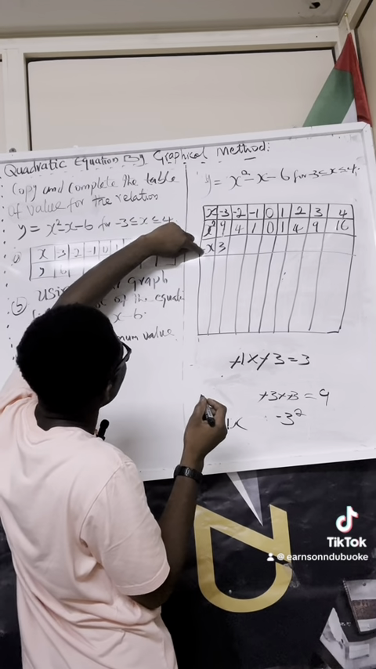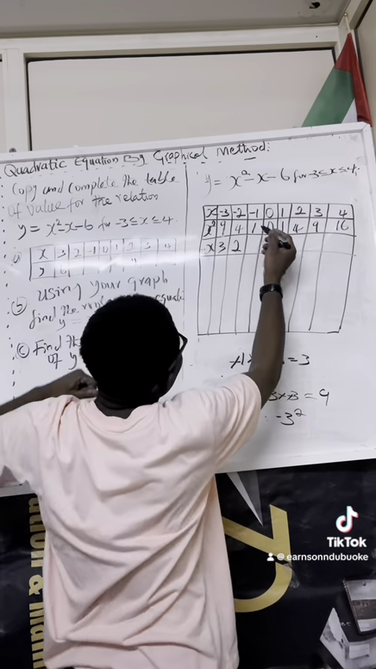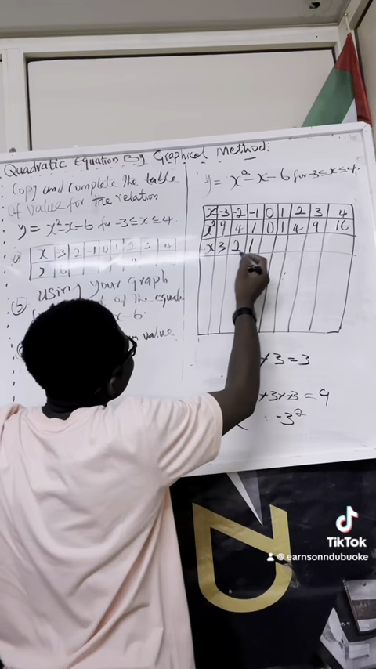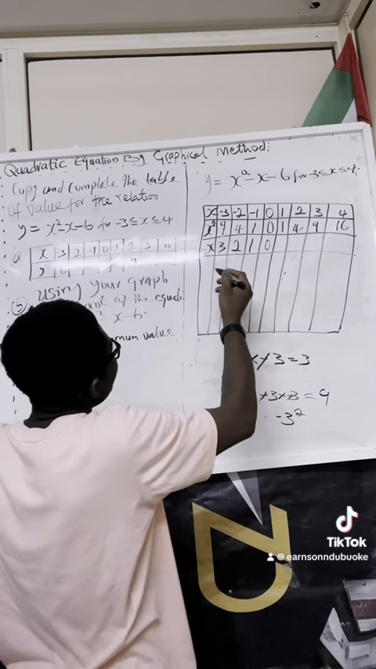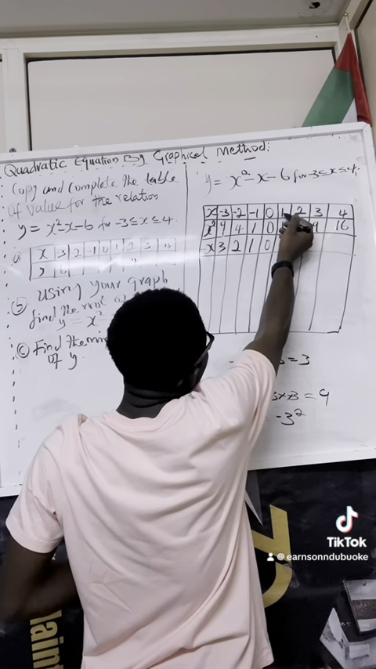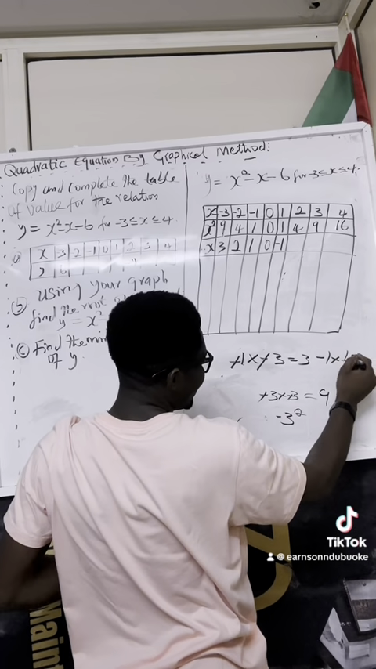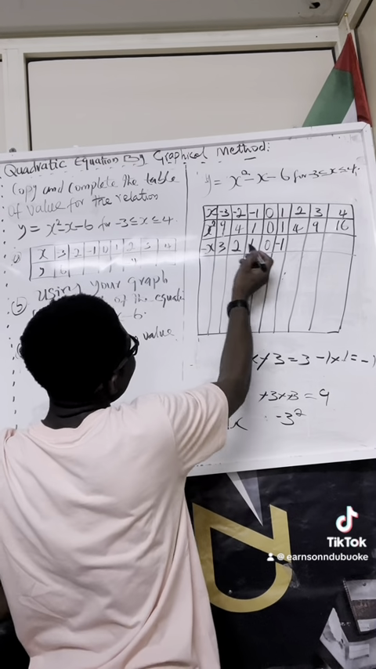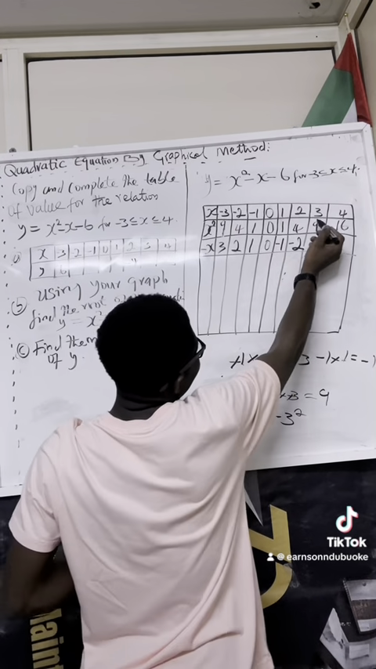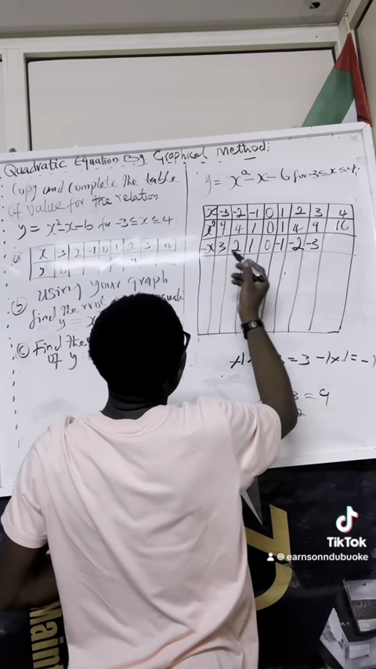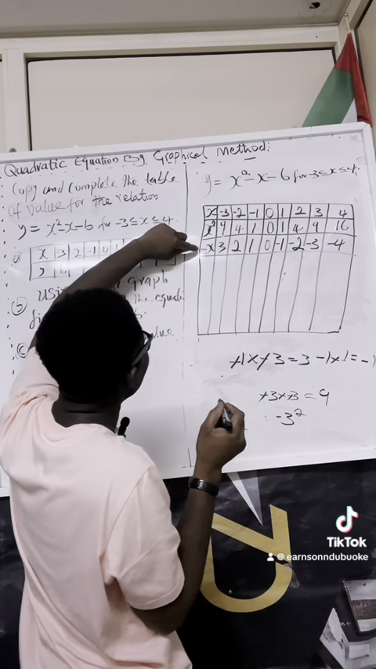Again, this -1 times -2 gives me positive 2. -1 times -1 gives me positive 1. -1 times 0 gives me 0, because any number multiplied by 0 is 0. -1 times positive 1 gives me -1. -1 times positive 2 gives me -2. -1 times positive 3 gives me -3. -1 times positive 4 gives me -4. I have finished with x.